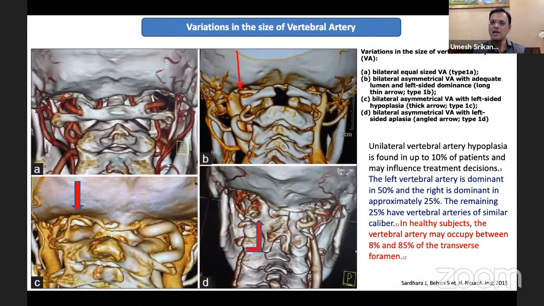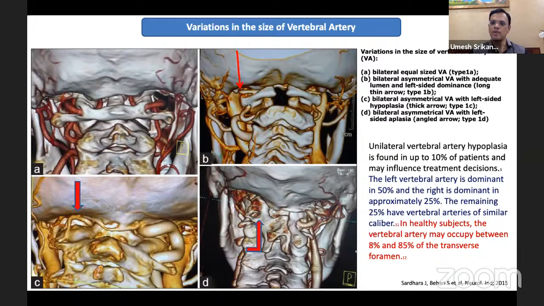So there are different types of anomalies that have been described. Of course, one of the commonest things that we find is the variation in the size of the vertebral artery. This can be seen even in the absence of any underlying bony abnormality as well. There can be an equal sized vertebral artery. There can be an asymmetrical vertebral artery with adequate lumen on both sides, with dominance on one side. Predominantly the left side is dominant in 50% of the cases, and the right side is dominant in approximately 25% of the cases. So it is more often a left dominant vertebral artery.